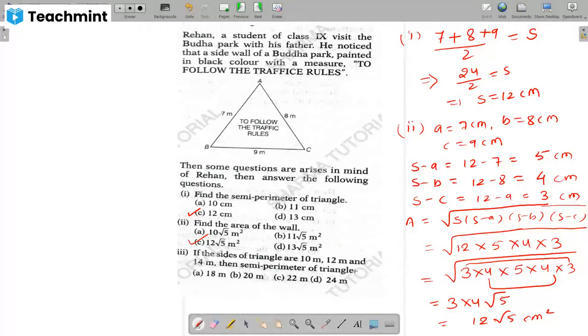And the third question is, if the sides of a triangle are 10 centimeter, 12 centimeter and 14 centimeter, then find the semi-perimeter of the triangle. This is very simple. Semi-perimeter means half of perimeter. What will be the answer? The sum is 36 by 2. Am I right? All are in meter, so this will also be in meter. So 18 meter is the correct option. Clear? Yes, ma'am.